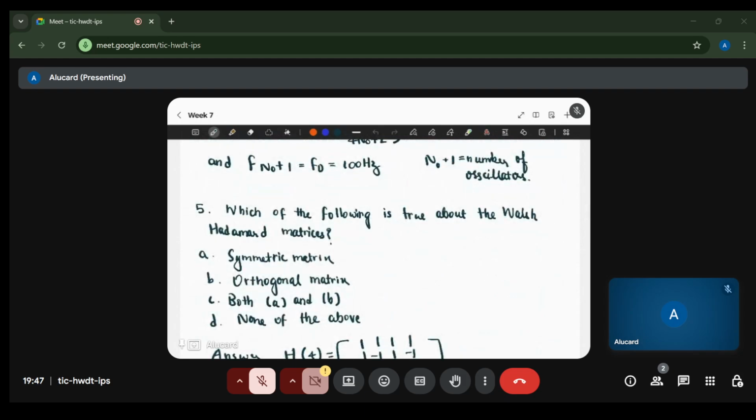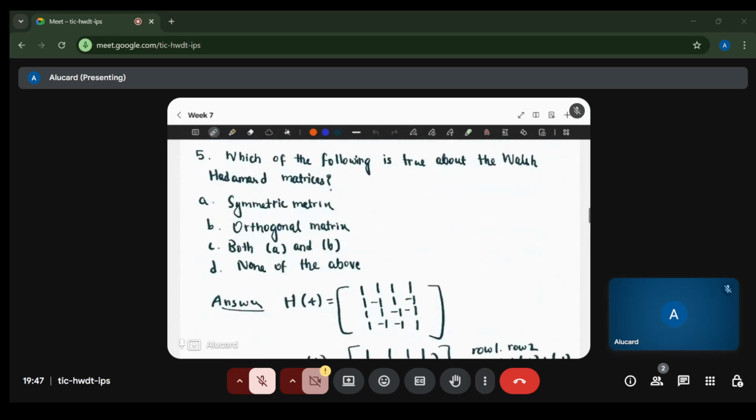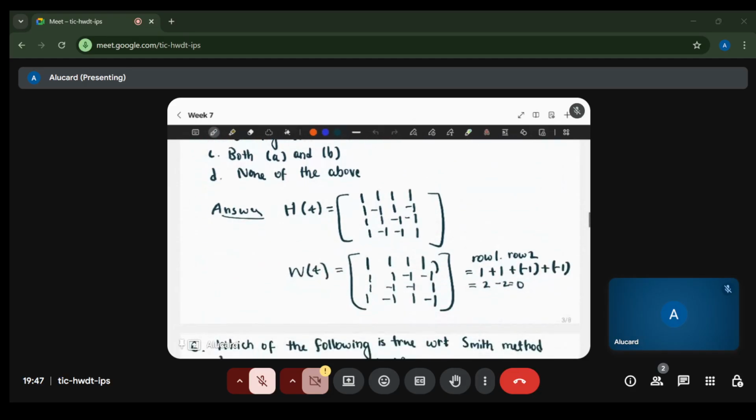Question number 5. Which of the following is true about the Walsh-Hadamard matrices? Walsh-Hadamard matrices are matrices you get by rearranging the rows of a Hadamard matrix. For example, for a 4 by 4 case, this is an example of a Hadamard matrix, and this would be a Walsh matrix.